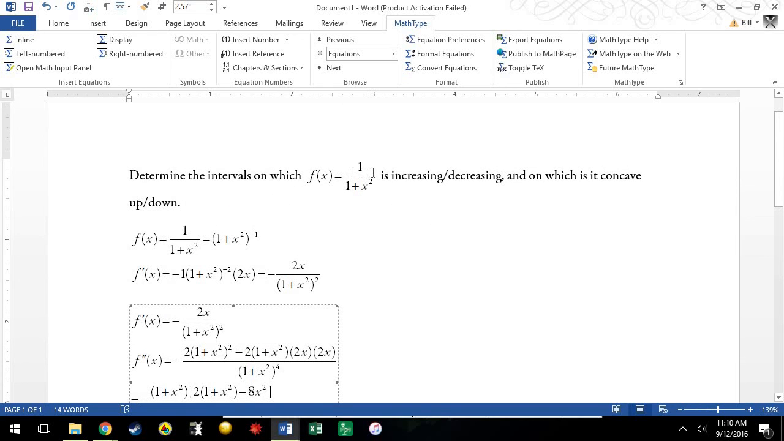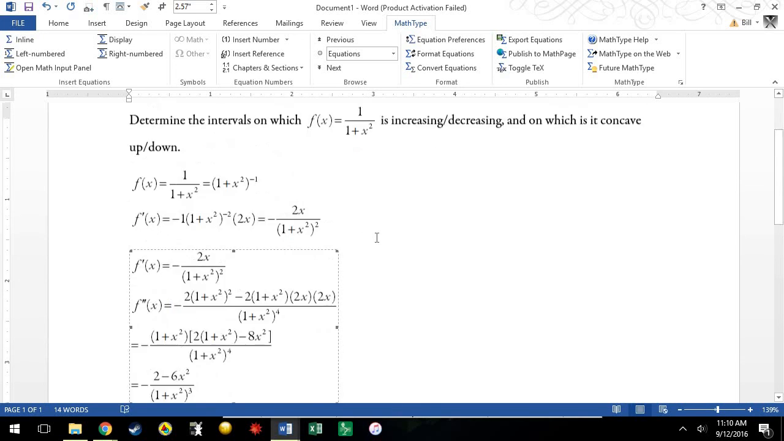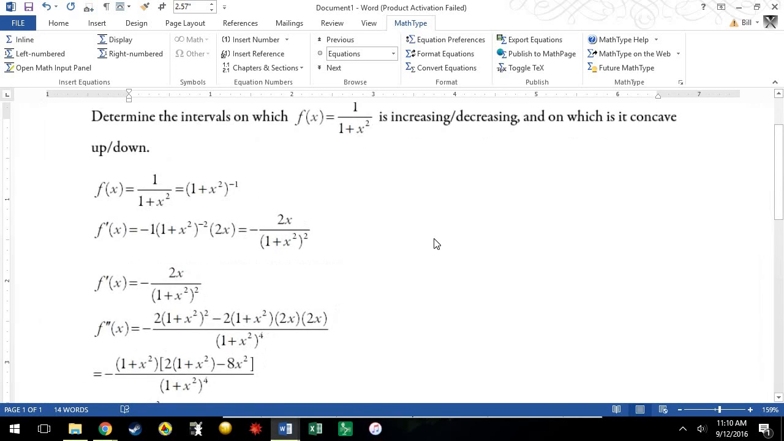Determine the intervals on which f of x equals 1 over 1 plus x squared is increasing or decreasing, and on which it's concave up or concave down. So what you're going to have to do is make sign diagrams. You have to make a number line that tells you where this is positive or negative. And the first step is to figure out where the thing equals 0, because that's the only place it can change sign. However, there's a fabulous shortcut for this on this particular problem, which you should definitely take advantage of. I'm going to zoom in a little bit here.